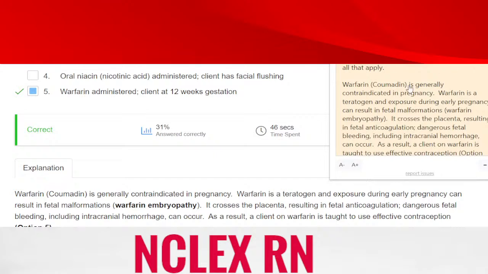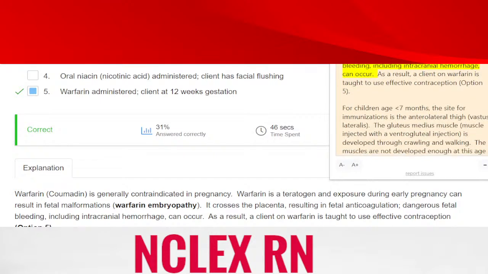Which of the following drug administrations should be reported as a practice error? Select all that apply. Warfarin, Coumadin, is generally contraindicated in pregnancy. Warfarin is a teratogen and exposure during early pregnancy can result in fetal malformations, warfarin embryopathy. It crosses the placenta, resulting in fetal anticoagulation; dangerous fetal bleeding, including intracranial hemorrhage, can occur. As a result, a client on warfarin is taught to use effective contraception, option 5.